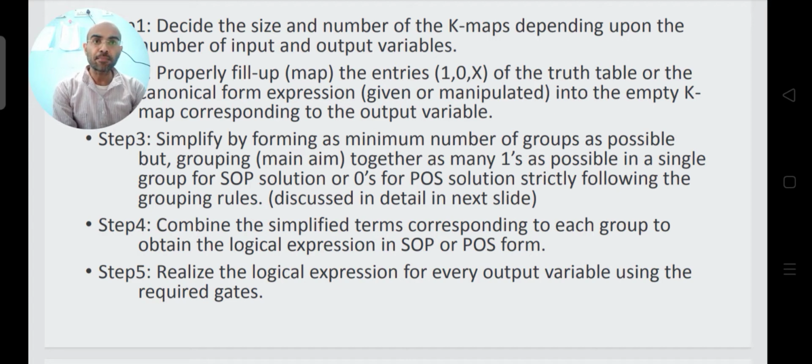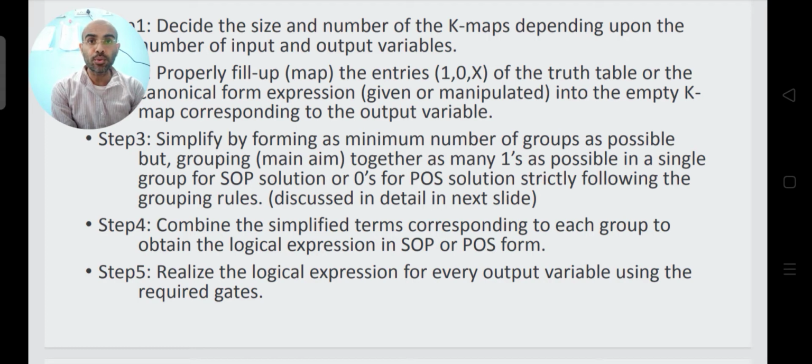Then the next important thing is that these groups should be in powers of 2. So we can form 2 to the power 0, which is 1, so we can get a term for a single cell. So we can group a single cell, meaning it is not grouped with anyone. If a single cell is remaining, then it can also be grouped because it is 2 to the power 0.